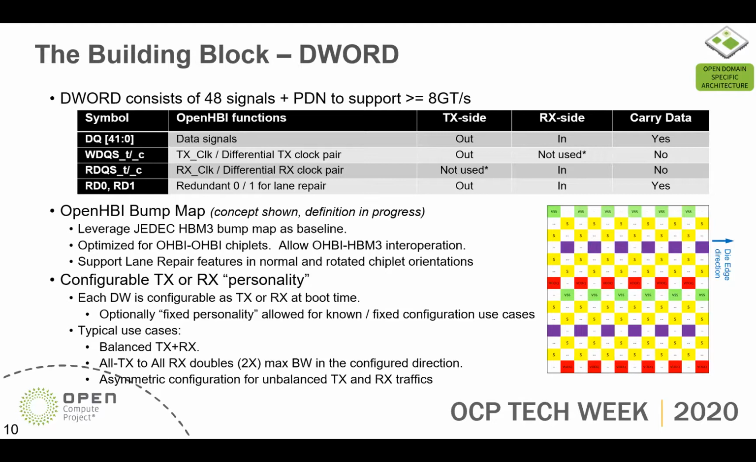So of course, a configurable D-word will allow for flexible configuration such as balanced 50% TX, 50% RX, or all TX on one side or all RX on the other side of the chip-to-chip link, or any combination in between, such as the asymmetric unbalanced configuration if the protocol layer allows you to do so, which Ken Poulton in this BOW talk also talks about.